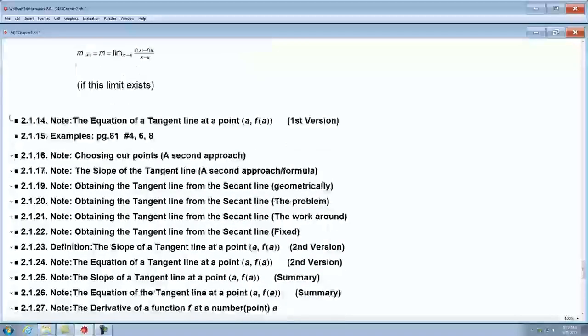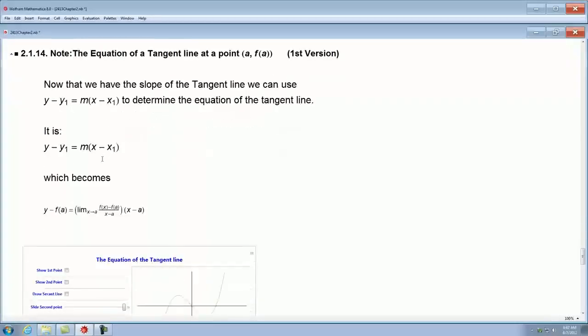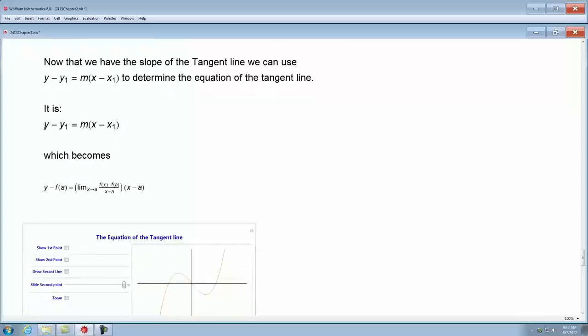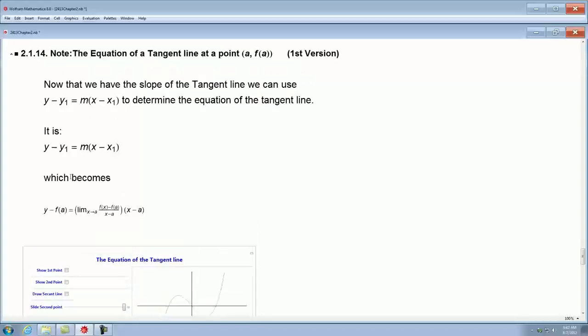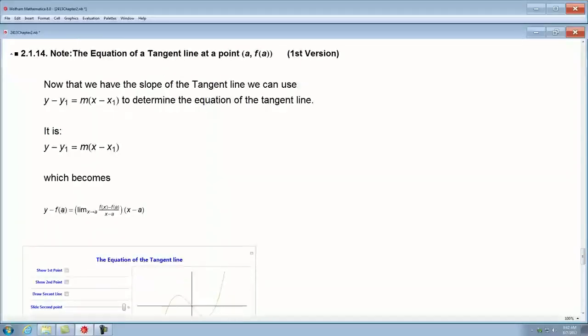All right, here we go. Trying to find the equation of the tangent line at a point here. So if we have the old point slope formula for a line, and we want to try and figure out the equation of the tangent line, then this equation will become this. Now why? Well, remember, y1 is f of a. That comes from this point right here. That's our y1. And then our x1 is a, that's this.